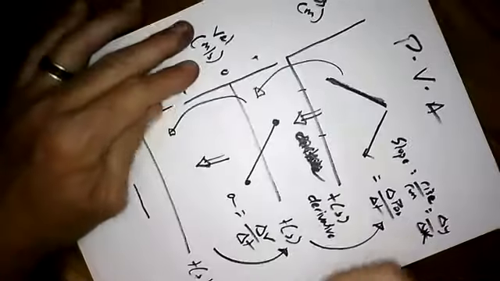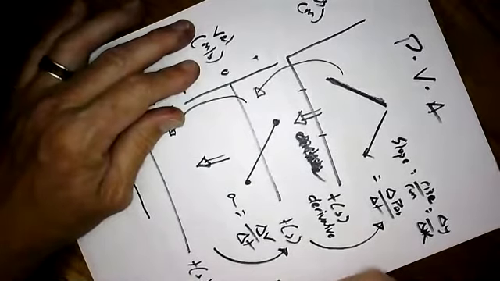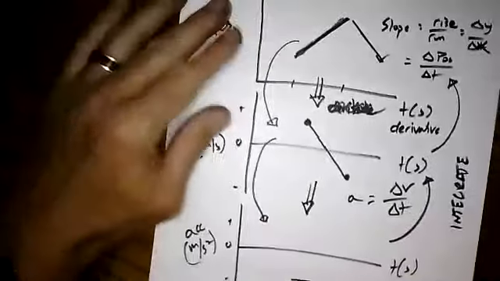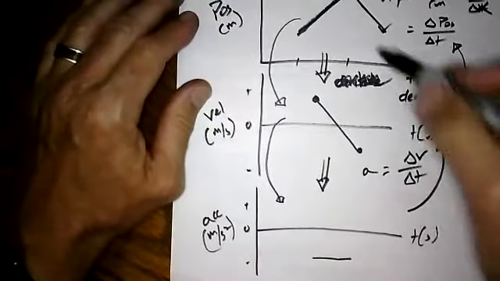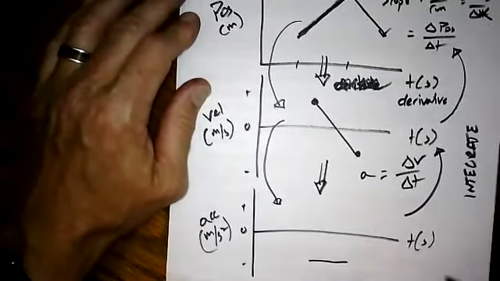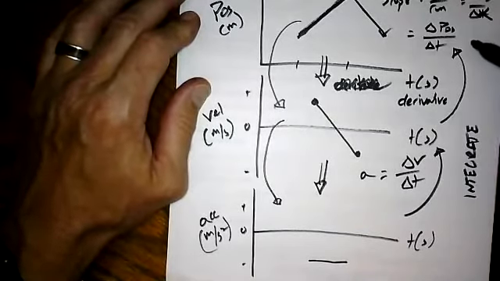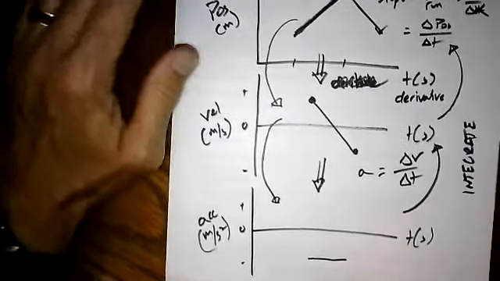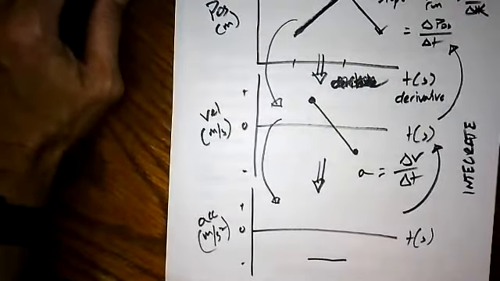So this is integrate. I think I can spell that a little better. Integrate. So taking the derivative, going this direction, doing the integral, going in this direction. What's the integral? The integral is simply the area under the curve. Okay, so let's look at that.